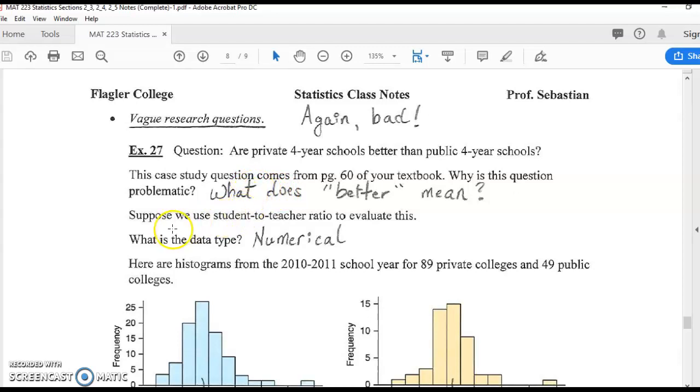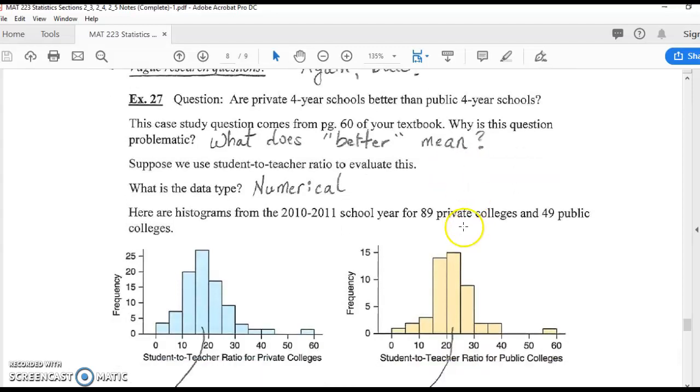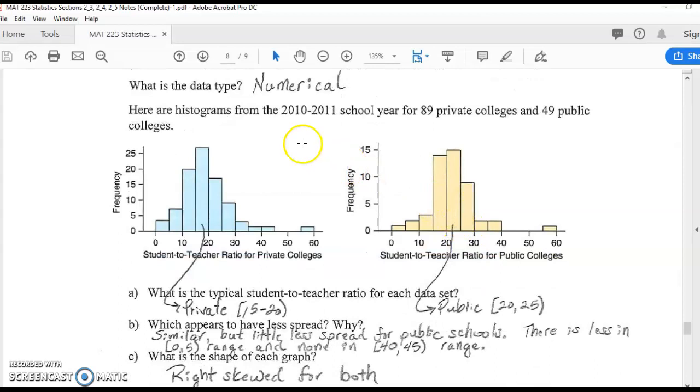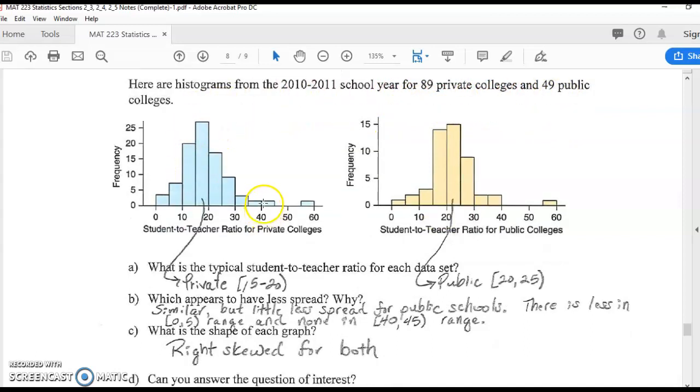So suppose we decide to say that a better student to teacher ratio will give us an answer to whether the school is better than another school or not. So what kind of data is that? First of all, it's numerical. And then here are some histograms from the 2010 to 2011 school year for 89 private colleges and 49 public colleges. So looking at these two, let's try to make some comparisons.